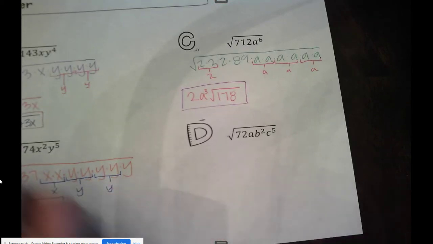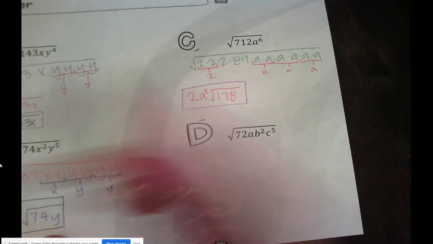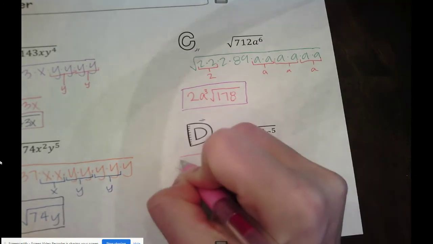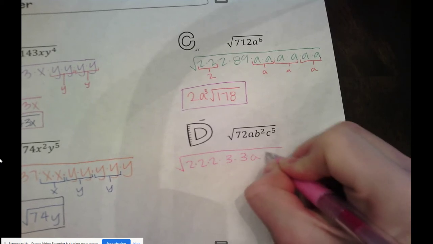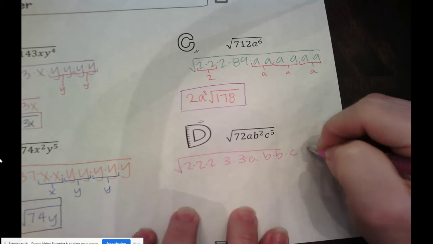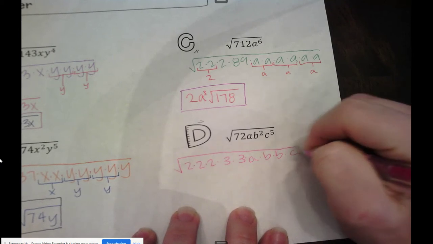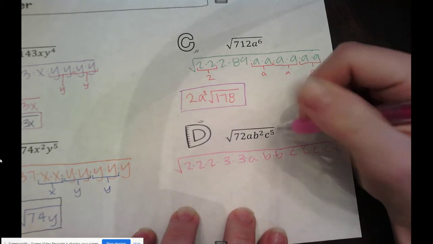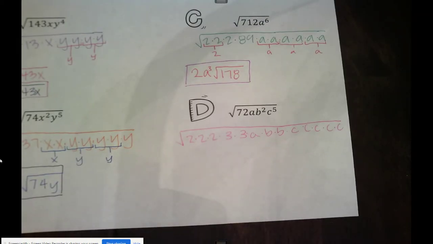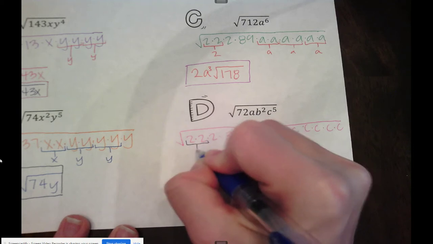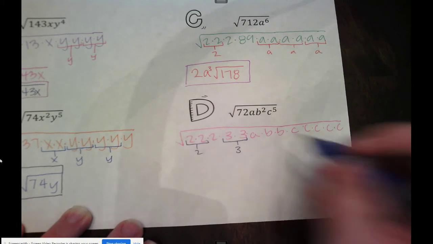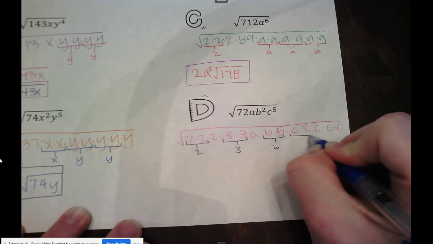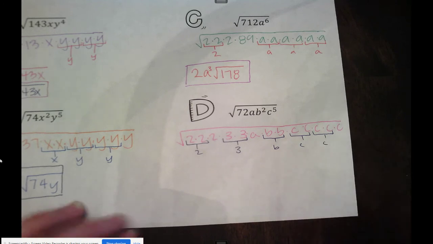One more example, just for the fun of it. Let's see. We've got 2 times 2 times 2, 3 times 3 times A. We got 2 B's. We got 1, 2, 3, 4, 5. Remember, this number right here tells you how many we have, how many is being multiplied. All right, we got a pair of 2's. No more 2's here. We got a pair of 3's here. No other A's. We got a pair of B's. We got a pair of C's and a pair of C's.